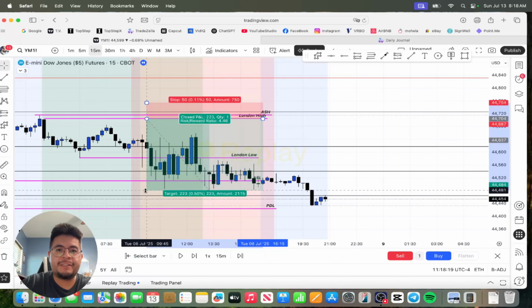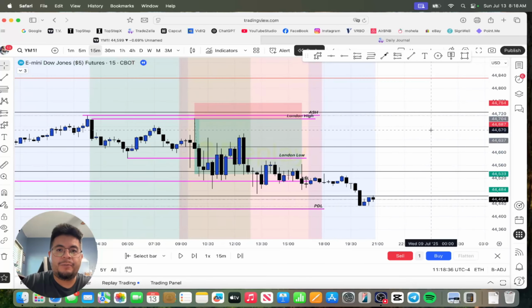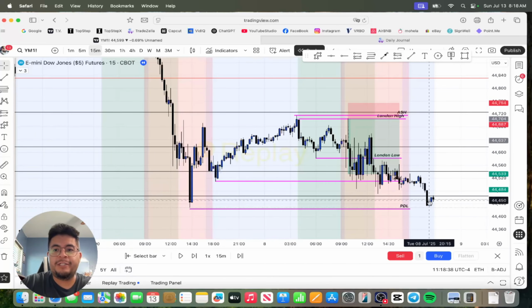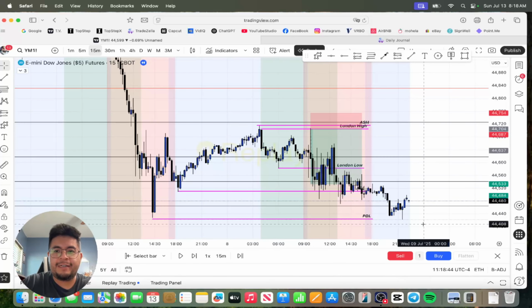Let's see if this aligns with 3.4. Yeah, I got closed out like right here, right there. So that was my trade. It was a winning trade idea. It went down to the previous day low. If I continue, I think it does run that. Yeah, right there. Boom.